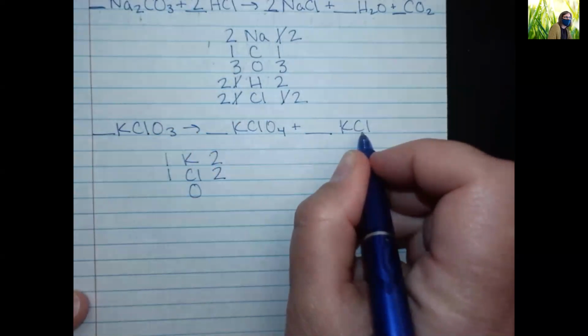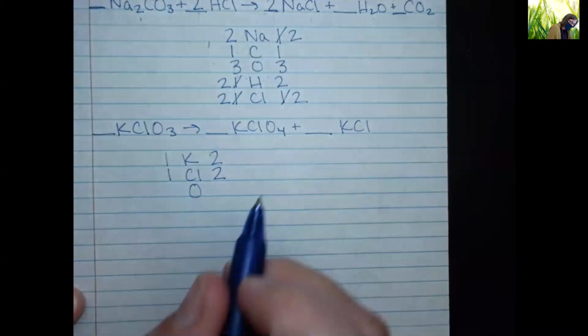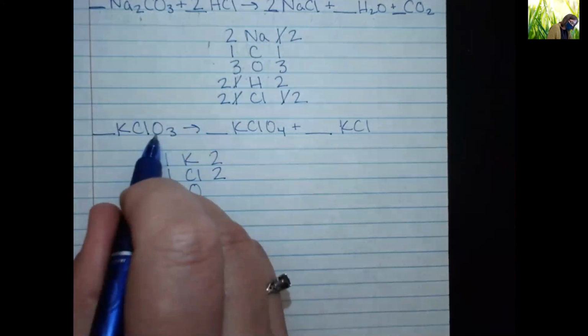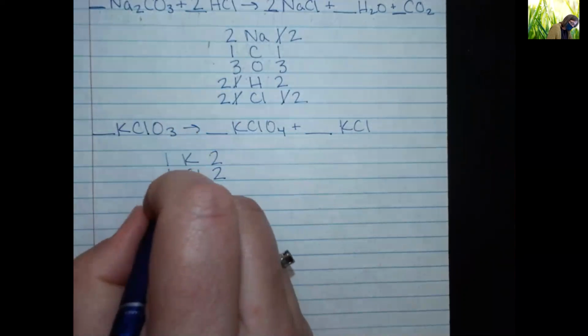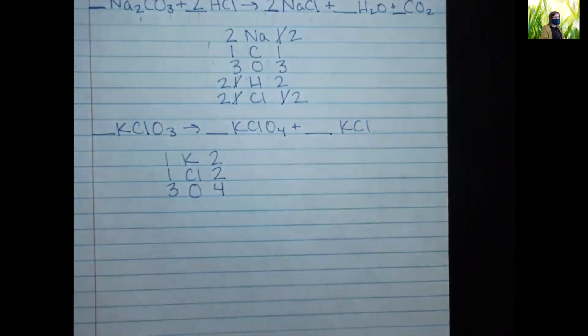So neither of those would be a good element to start trying to balance because they're found in more than one place. And then lastly, I've got oxygen. How many oxygens on this side? And how many over here? 4. So oxygen is the most obvious element to balance because potassium and chlorine are found in 2 different places on the same side, so they should stay till the end.